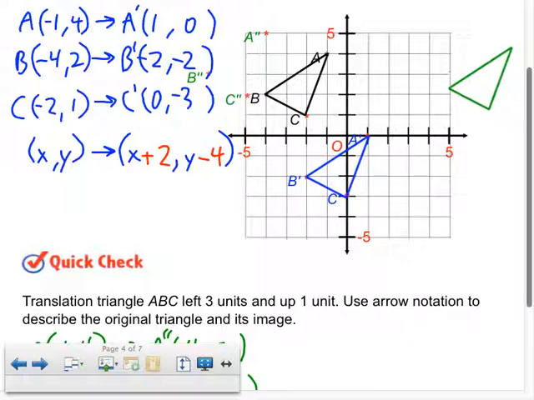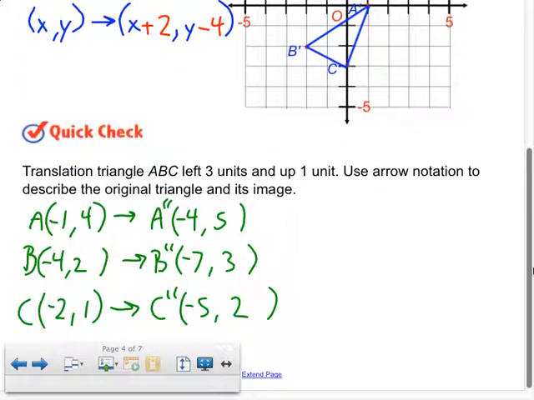So now let's see if my image is correct. I was supposed to go which direction for X? 3 left. Left how many units? Left 3 units. 1, 2, and 3, right? And then I'm supposed to go up how many units? 1. Hey, you actually got B. Did I estimate B all right? Okay, close enough.